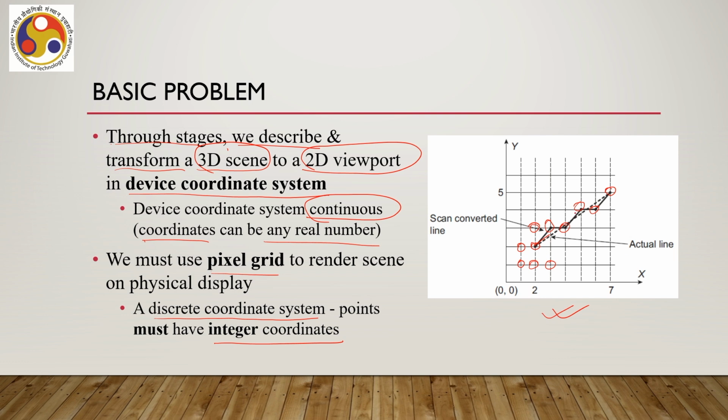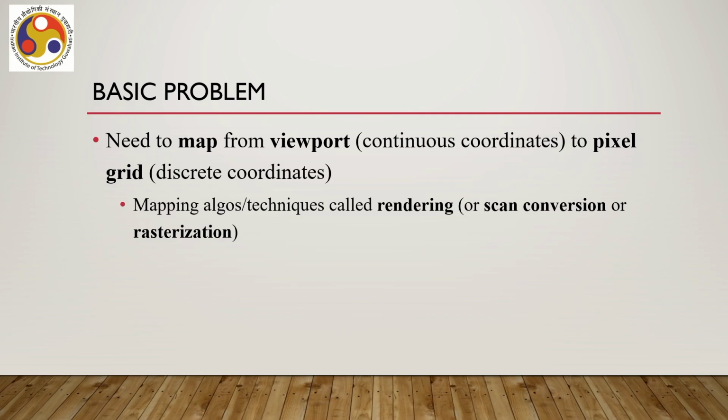And this process of mapping is the fifth stage, that is rendering or scan conversion, or sometimes even called rasterization. We need to map from the viewport, that is the continuous space, to the pixel grid, that is the discrete coordinate space, and these mapping algorithms or techniques are collectively known as the rendering stage, often called the scan conversion stage or rasterization stage.